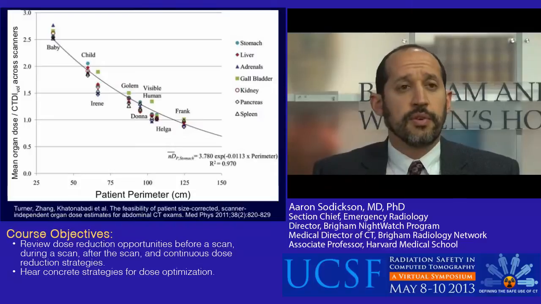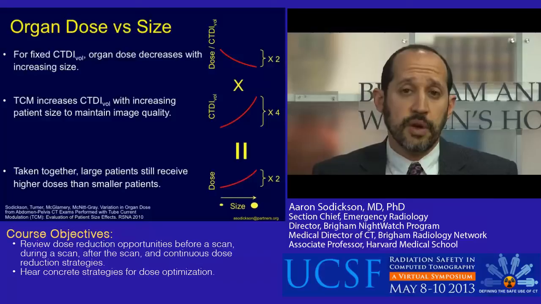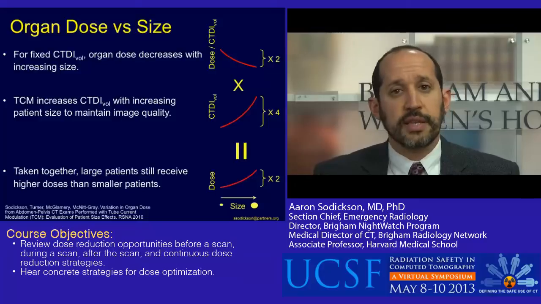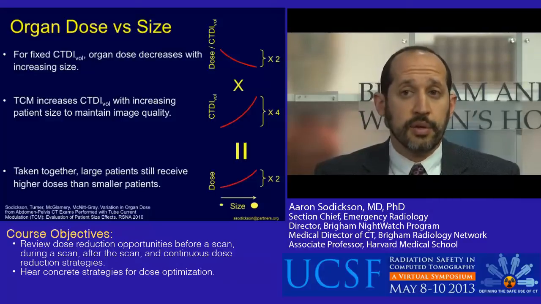So as I just showed you, for a given CTDI vol, organ dose decreases as patient size increases. At the same time, tube current modulation, which I'll describe in more detail next, increases the CTDI vol as patient size increases in order to maintain the desired level of image quality that we're after. And if you take these two effects together, we find that in general, large patients do receive higher doses than small patients, but not nearly to the degree we might expect if we were purely looking at the raw CTDI vol values themselves.